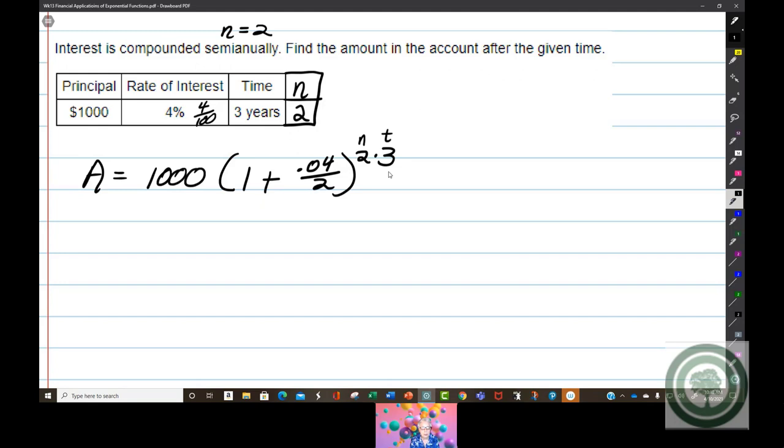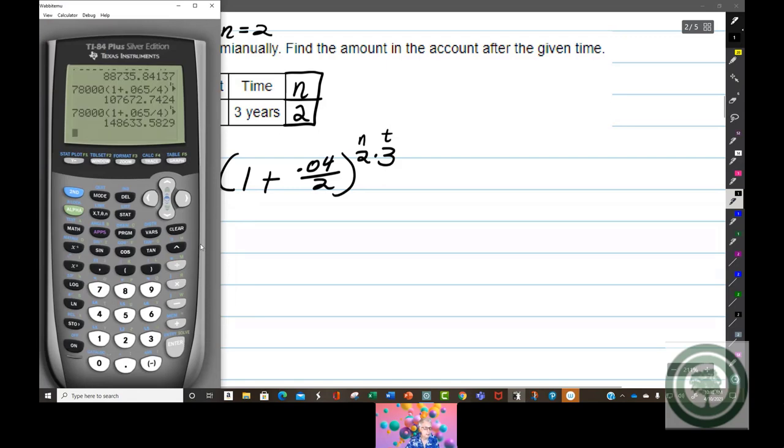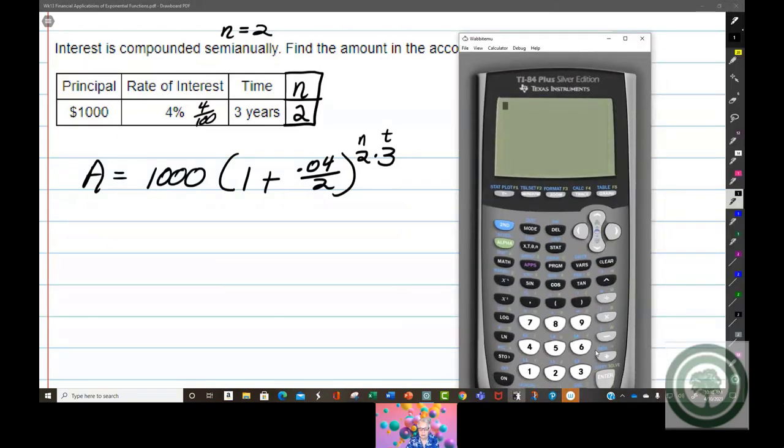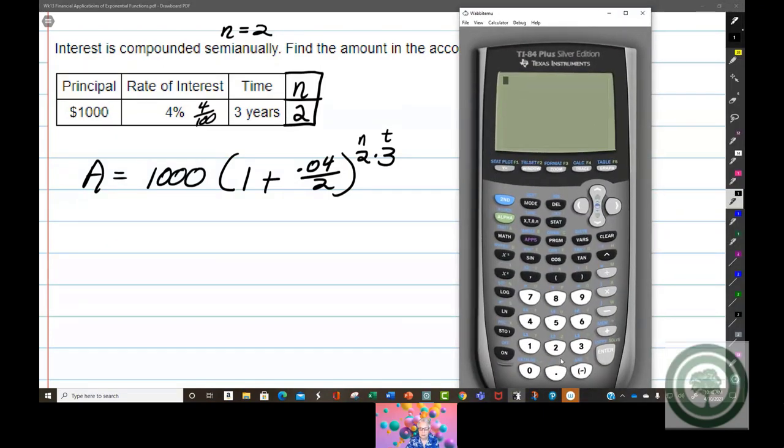So this is what you're going to do. And you're going to get your calculator. You're going to clear all the other stuff. And you're going to type (1,000)(1+0.04/2), close parentheses, caret 2 times 3. And if you want to, you could even say 6. We won't tell.